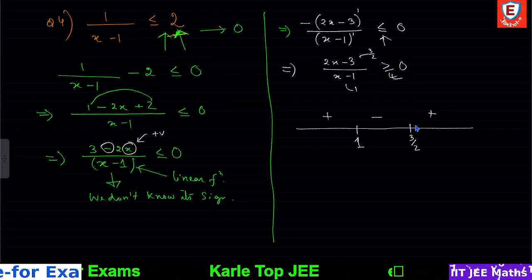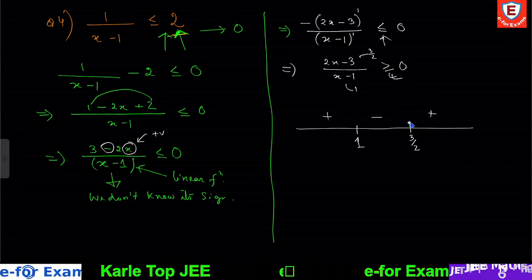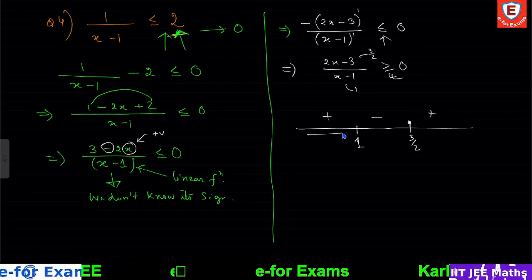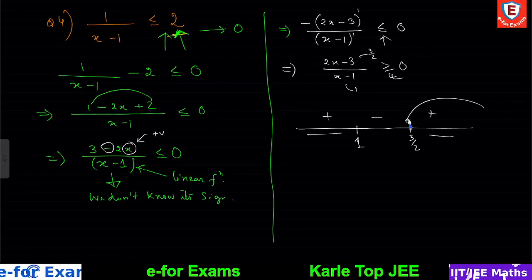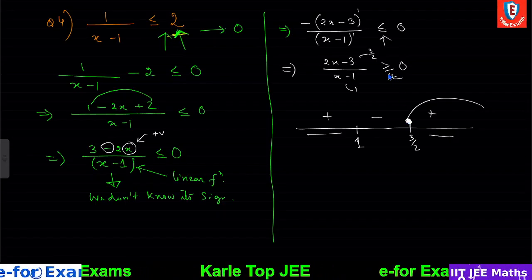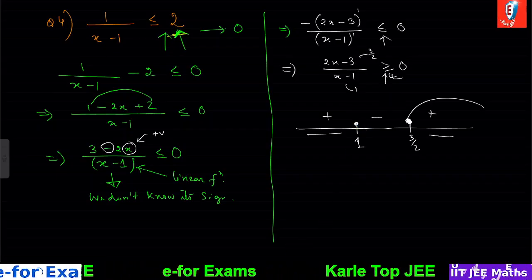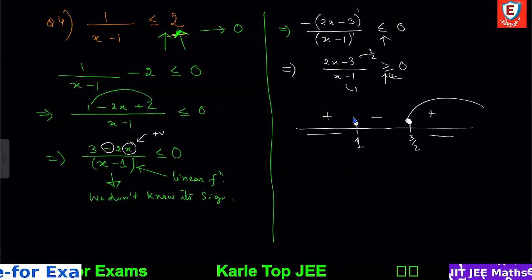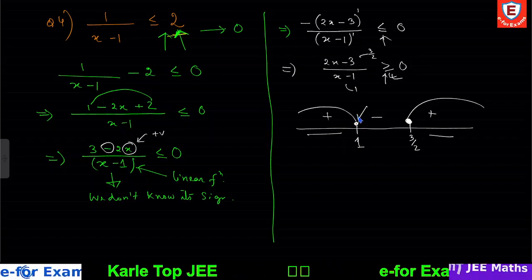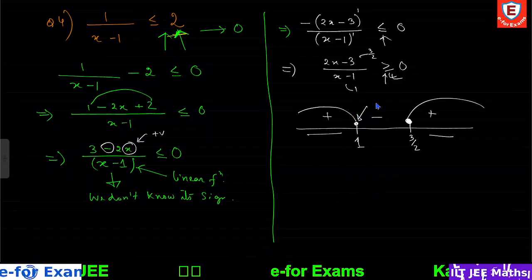Since it is greater than 0, it will take the positive intervals. Here is a positive interval, here is a positive interval. So it will take these intervals. And here dark circles, because equal to is there, right? Equal to is there, so dark circle. Here it will be a dark circle or hollow circle? Not here. This is important.